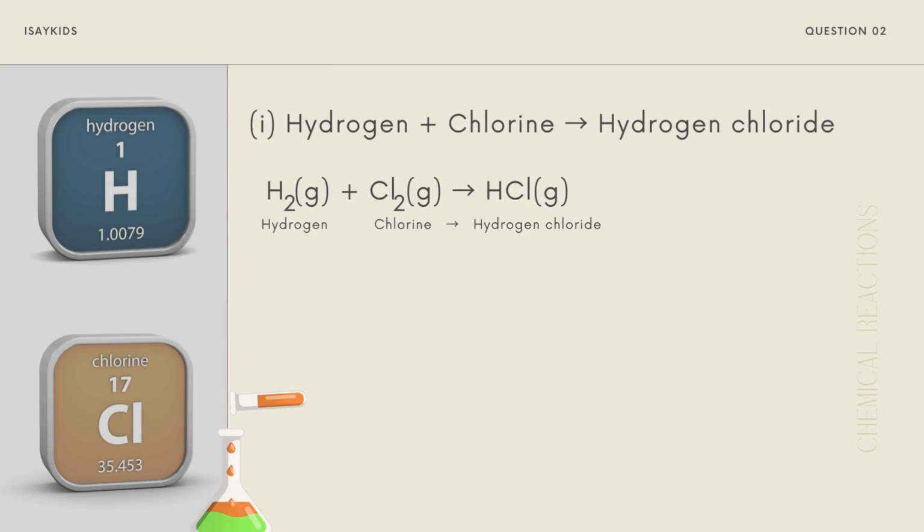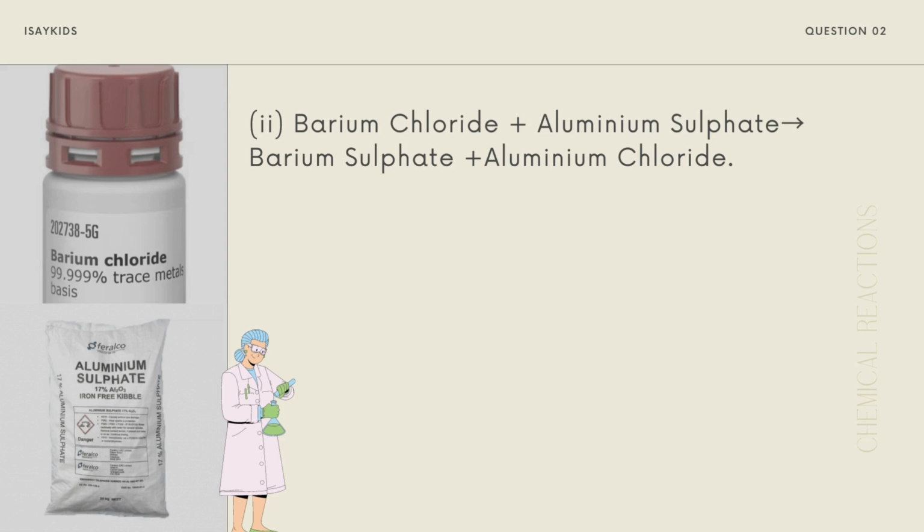But whereas there are two atoms of hydrogen and chlorine each on the left hand side, there is only one each on the right hand side. To balance it out, it would be H2 plus Cl2 gives 2HCl. It is now a balanced equation. Moving on to the next one.